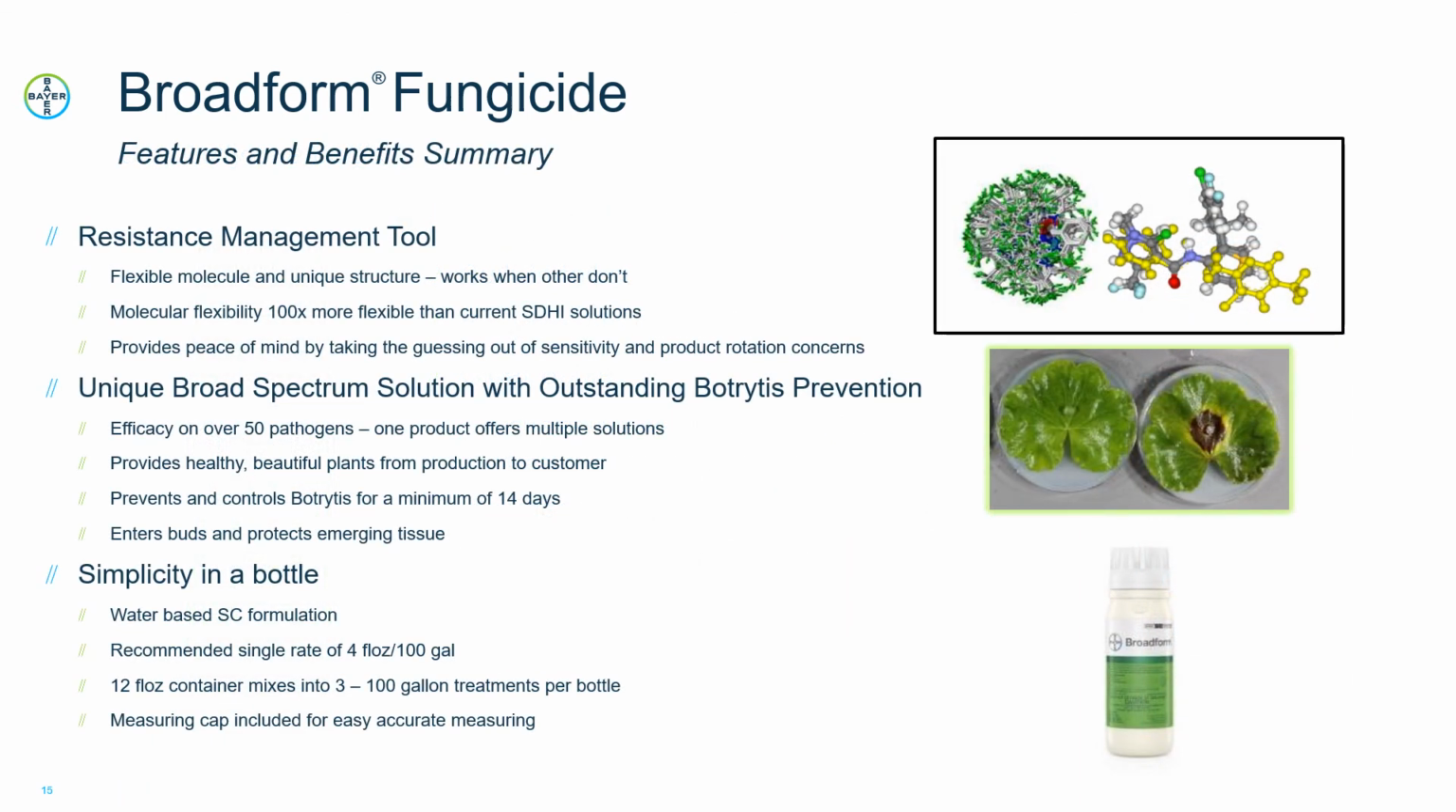Broadform's unique butanylide structure makes it an excellent choice of fungicide for resistance management. Broadform is a systemic fungicide that is labeled to control over 50 pathogens with a recommended application rate of 4 fluid ounces per 100 gallons. Again, simplicity in a bottle.